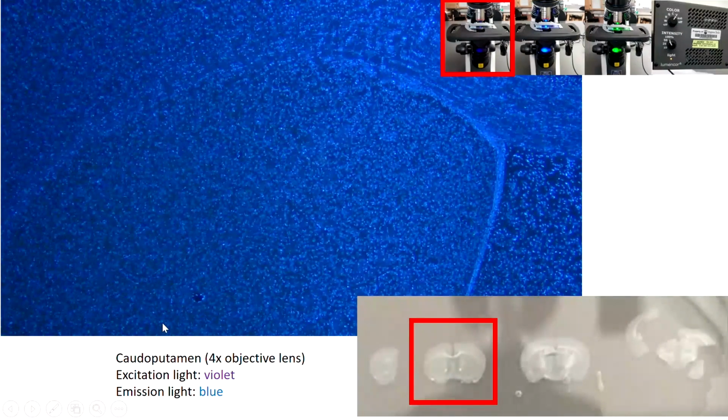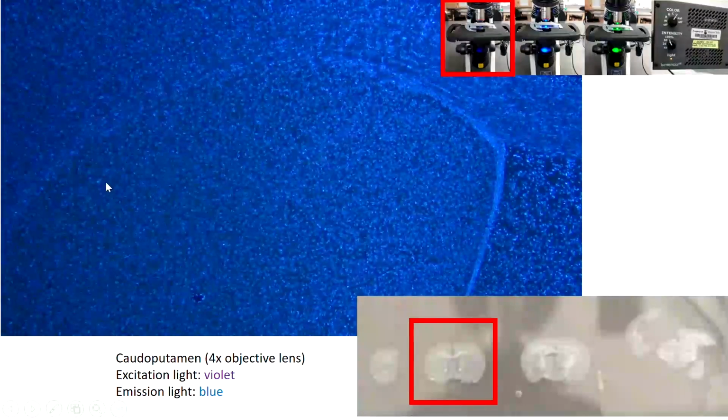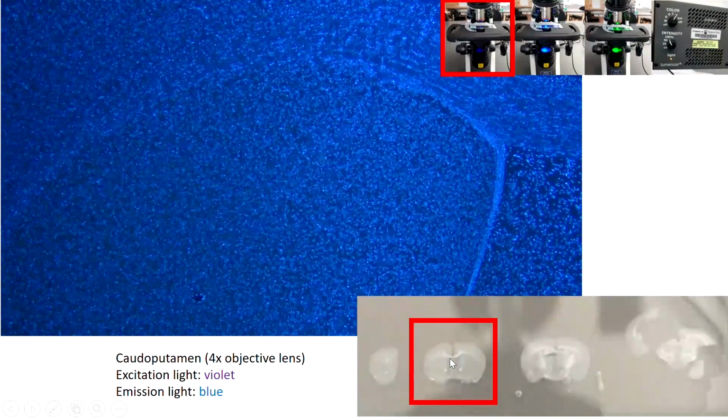Okay, next one is the caudate putamen. If you remember, the caudate putamen is right underneath the corpus callosum and lateral to the lateral ventricle. So this is where the caudate putamen is. I use this slice, so the caudate putamen is somewhere in here. And first one is a violet light under 40x objective lens. You cannot tell much detailed structure under the 4x objective lens, so we have to move up to 40x.